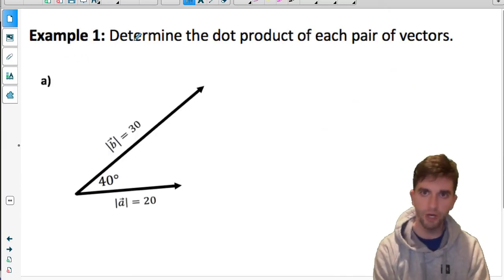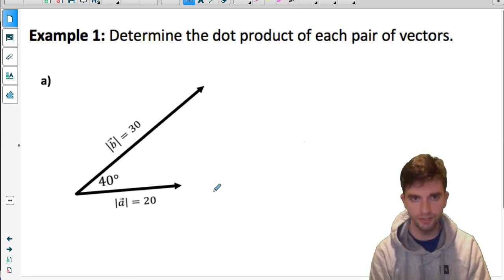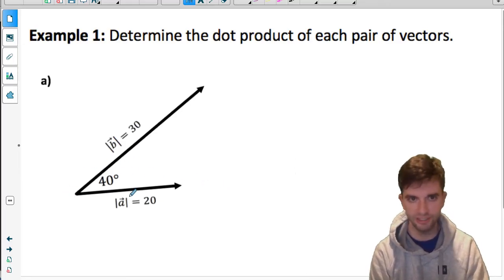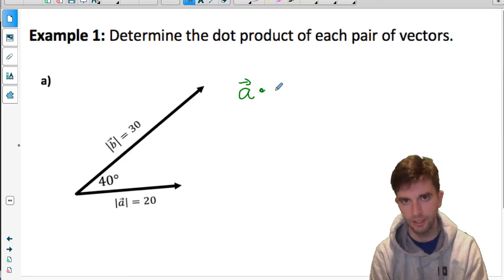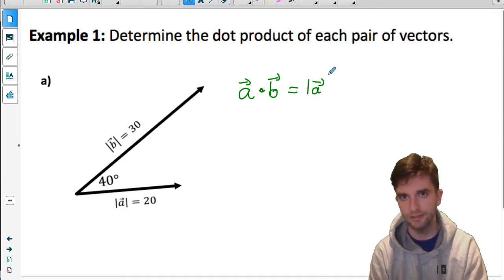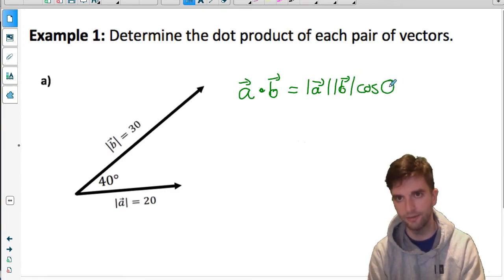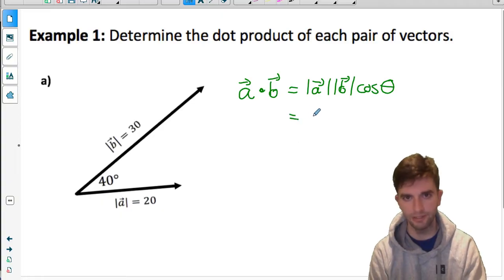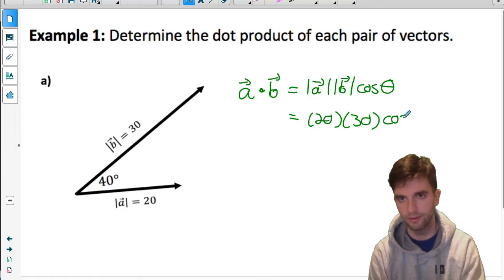Example 1, determine the dot product of each pair of vectors. So I've got two geometric vectors here. They're already placed tail to tail. I know the angle between them and the magnitude of both. That should be fairly simple and straightforward to come up with their dot product. Write either a dot b or b dot a, doesn't matter, they're equivalent. And that would equal the magnitude of a times the magnitude of b times cosine of the angle between them. So magnitude of a is 20, magnitude of b is 30, and the angle between them is 40 degrees.